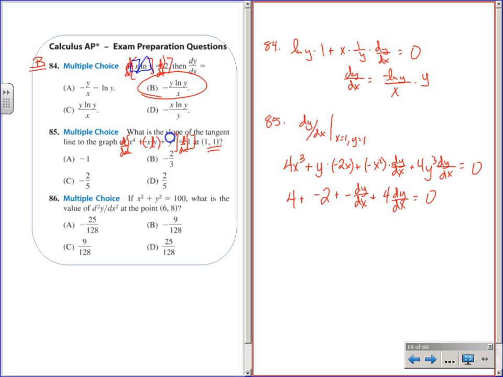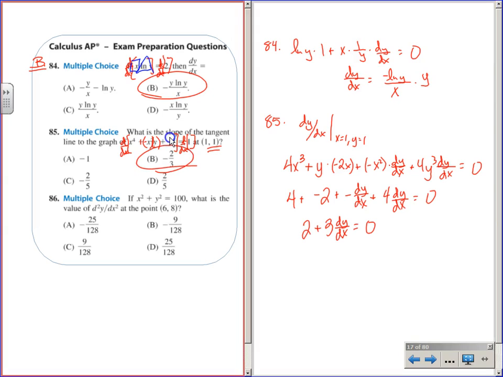So 4 minus 2 is going to be 2. I have negative 1 plus 4 is going to be 3 dy/dx. And so at the end of the day, after I subtract 2 and divide by 3, I end up with, oh my goodness, another B. You guys agree? Go team.